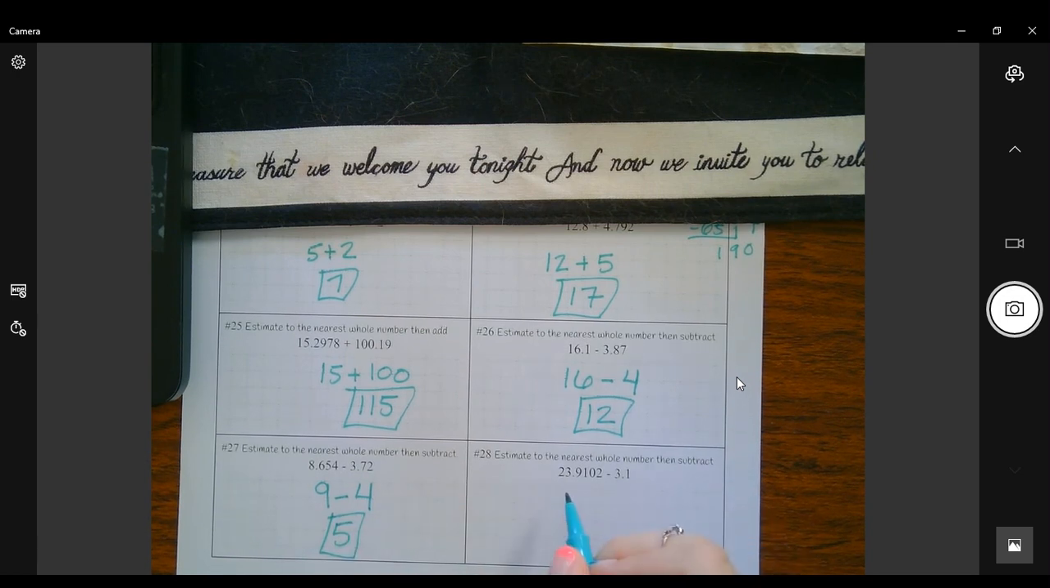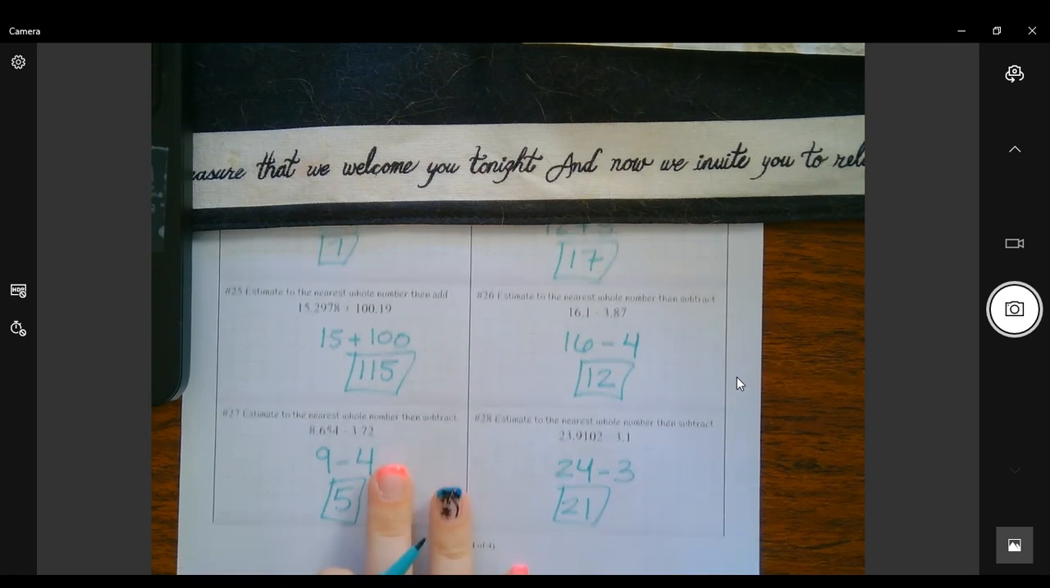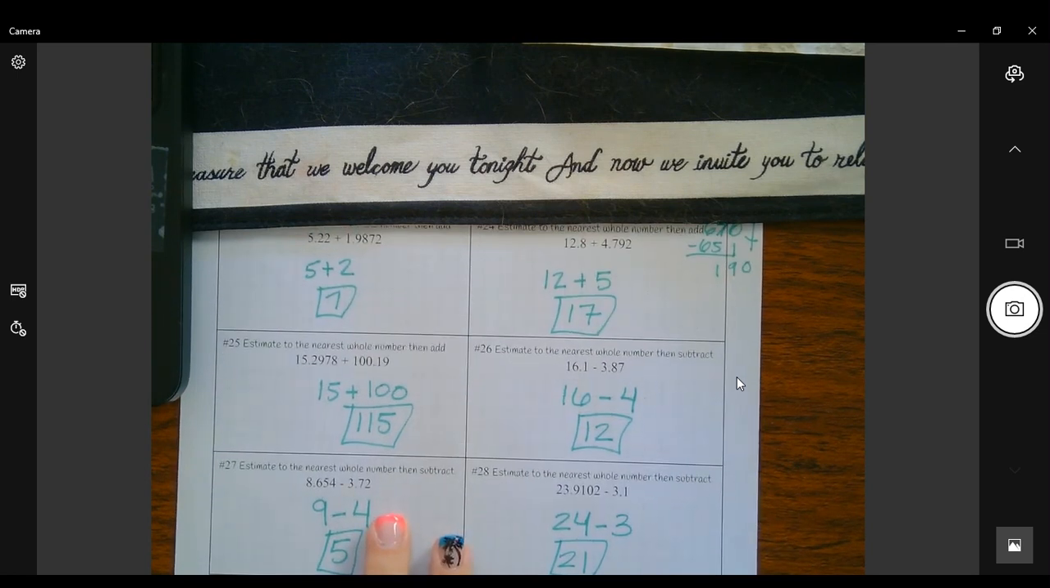Okay, final problem. 23.9102, that 9 told this to round up to a 24, minus, and this is just a 3, right? The 1 says stay at 3. And 24 minus 3 is, you guessed it, 21. Okay, and that's what we're going to do when we're estimating.